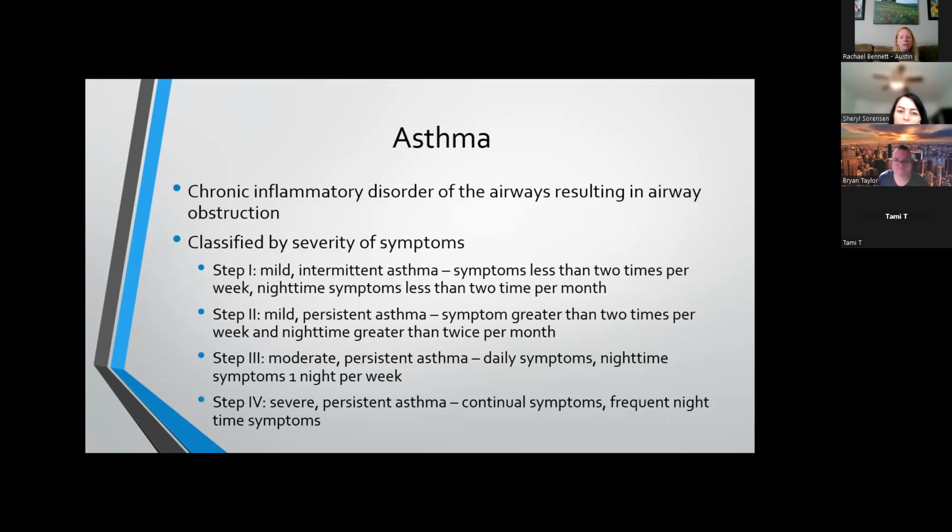Then we move on to step three. Now we've got moderate persistent asthma. At this point, the child is experiencing asthma symptoms daily. Okay. At this point, we'll move away from that short-acting beta agonist. We're going to move to daily control.